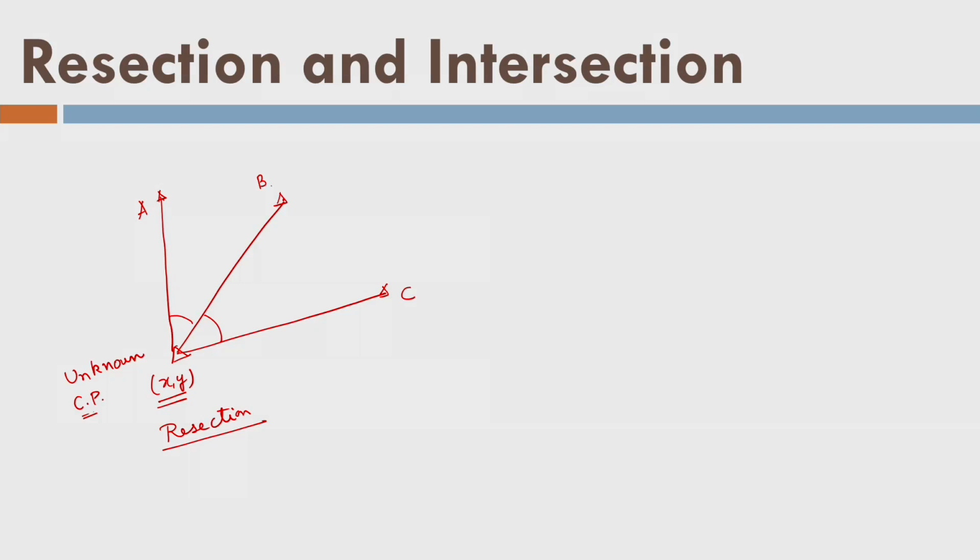So my A, B, C are known control points. On the other hand, let us say there is point A which is my known control point, and B is another known control point, and there is an unknown point D. This one is my unknown control point.